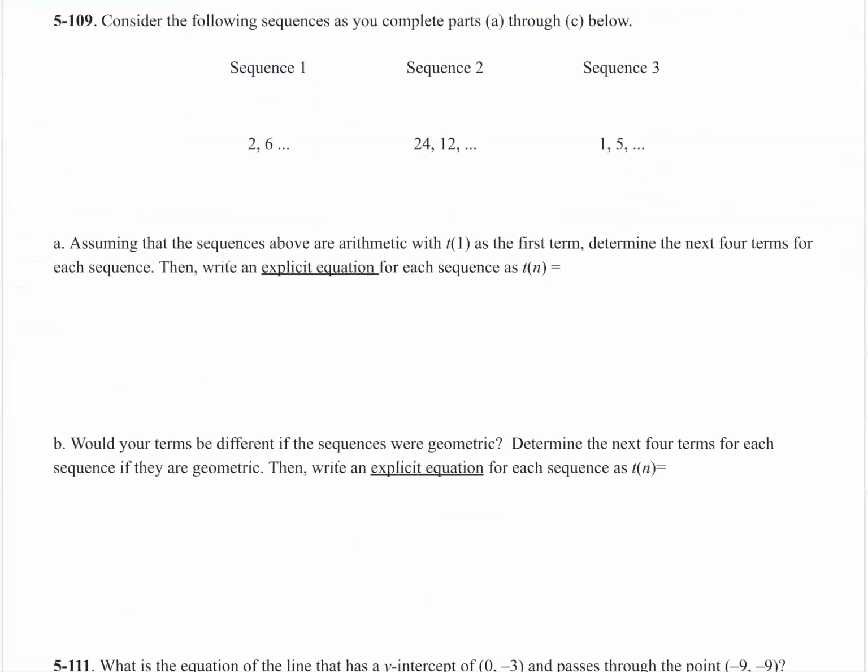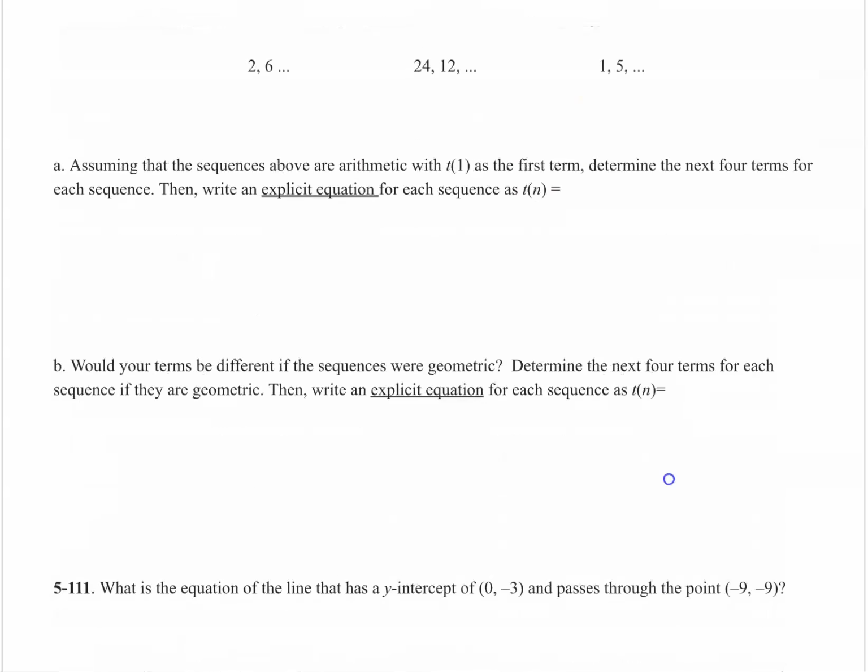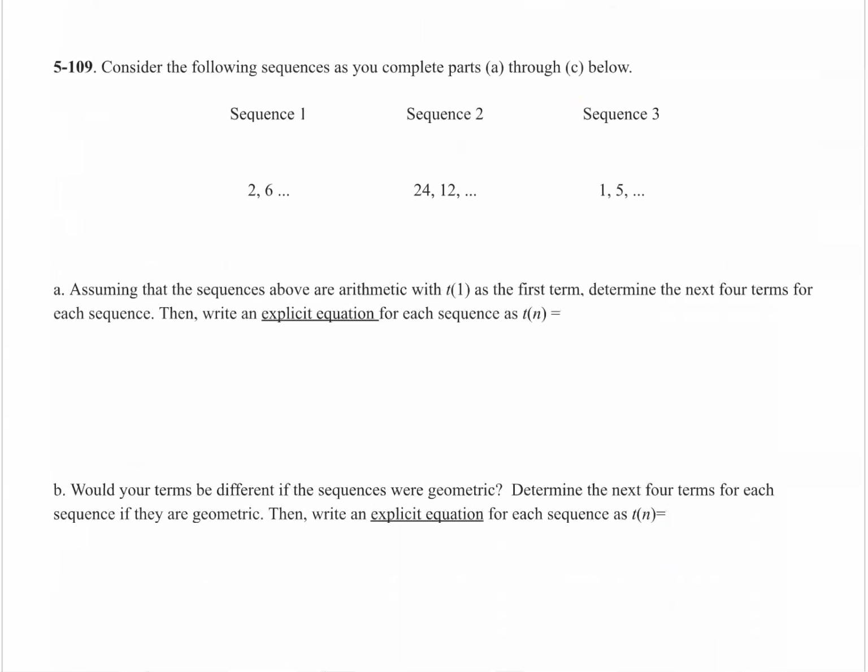5-109. Consider the following sequences as you complete A through C. So this one's kind of long, and this should say A through B. It's a typo. Okay, so let's assume that the sequences are arithmetic, with T of 1 as the first term. So that's the first term, first term, first term. Determine the next 4 terms for each sequence.